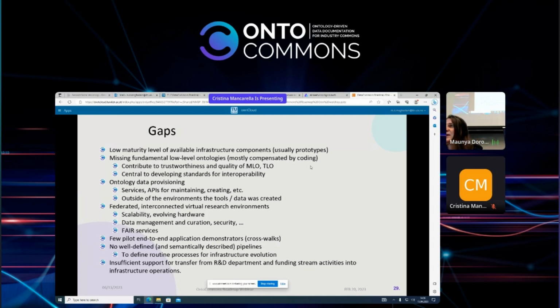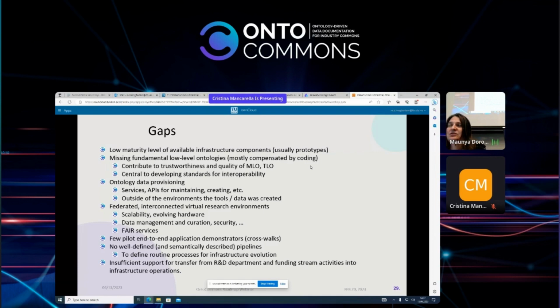Another gap is, I think I will go a little bit faster through them, ontology data provisioning. What does this mean? How do I access this data in a way that is useful for me? How is it good for me to maintain the data I have created? What kind of APIs do I have for maintaining it, modifying it, maybe even retiring it if I don't need it anymore? And this should be possible to do outside of the environment where the data was created.